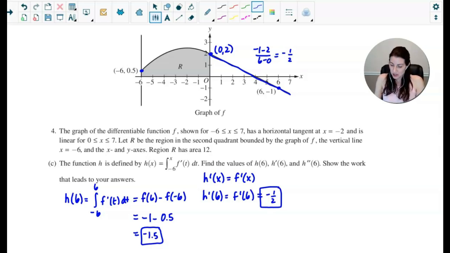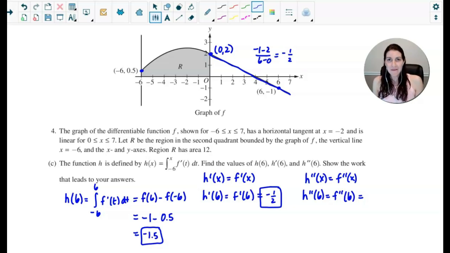Lastly, we have to find h double prime of 6. And so I'm going to write out that h double prime of x would be equal to f double prime of x. So h double prime of 6 is going to be f double prime of 6, which is the second derivative. And so we are given the graph of f, and if we look at the slope of the graph of f, that gives us f prime. And then if we think about the rate of change of that slope, that would give us f double prime. And you'll notice that that slope stays a constant negative 1/2 during that whole time. Therefore, the rate of change of that slope is 0 because that slope does not change at all.